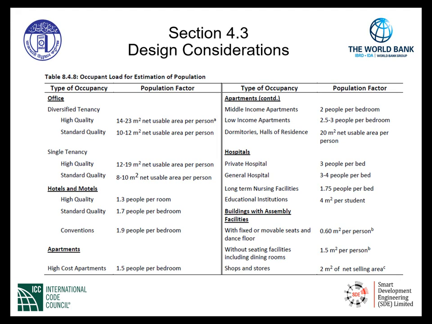If you are in the motels and hotels category, you are given a value of 1.3 people per room for high-quality hotels and motels, 1.7 people per bedroom for standard quality, and 1.9 people per bedroom for conventions. And as you can see, the categories apartments, hospitals, and buildings with assembly facilities are also given, with the population factors for those particular areas within buildings.